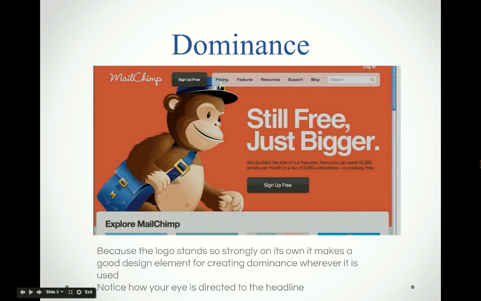Here, the MailChimp logo is a self-contained element, but because the logo stands so strongly on its own, it makes a good design element for creating dominance in any composition it is used. Notice how the chimp's eyes draw your eyes to the headline.